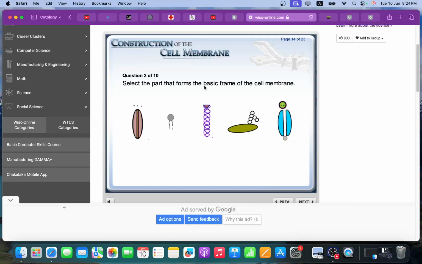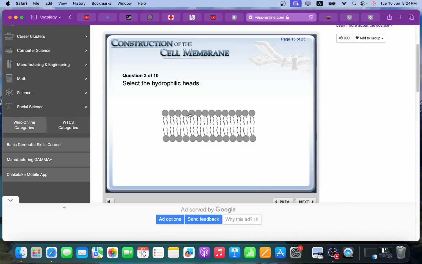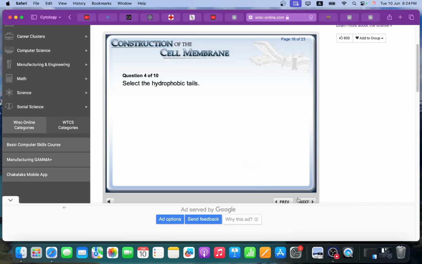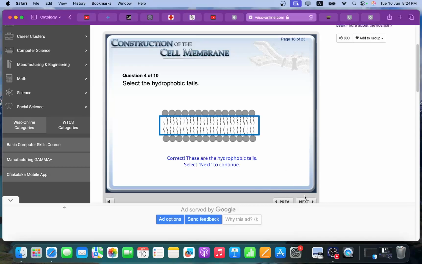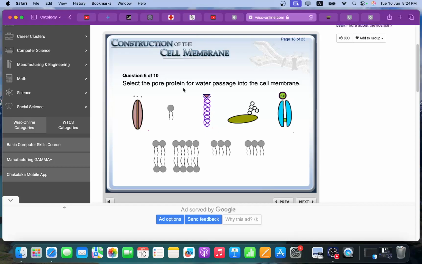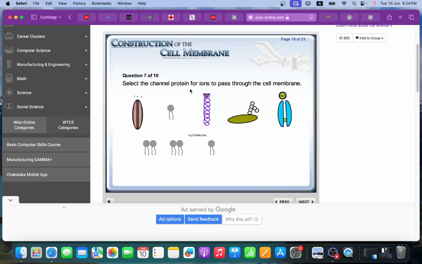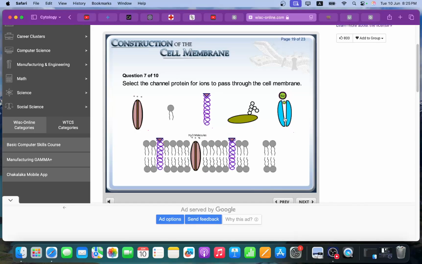Select the part that forms the basic frame of the cell membrane. Select the hydrophilic head. Select the hydrophobic tails. Okay. Select the fibrous receptor proteins to replace in the pore proteins. This is like a pore protein. Okay, it's pore protein. Next. Okay, what does pore protein do? I have to, like, channel protein. Here you go, channel.